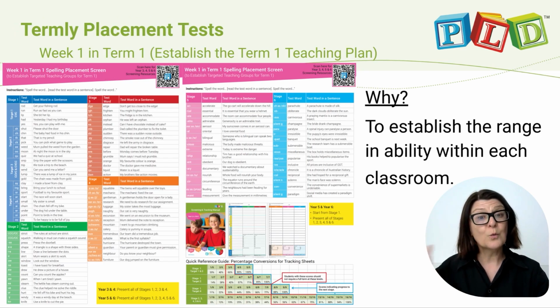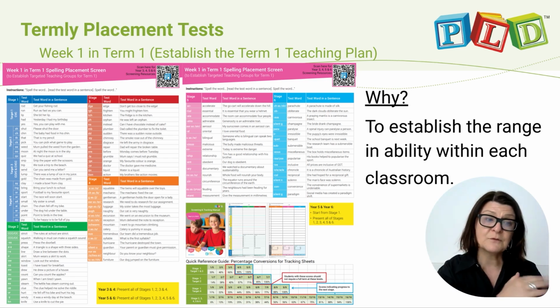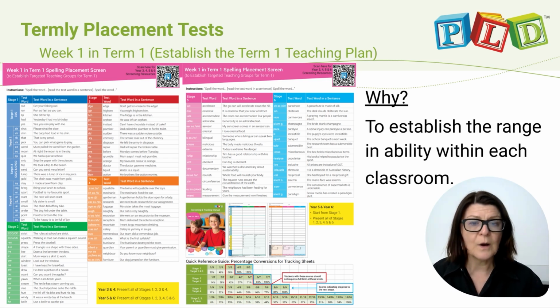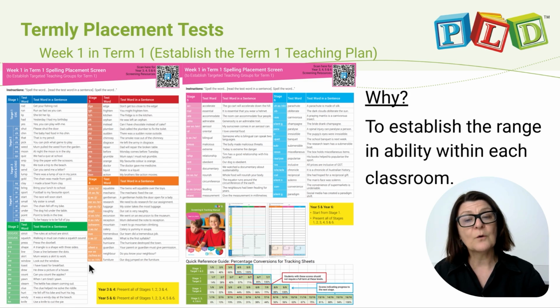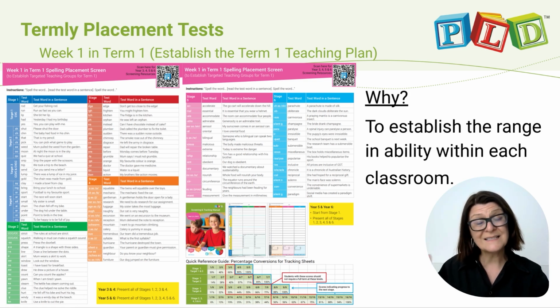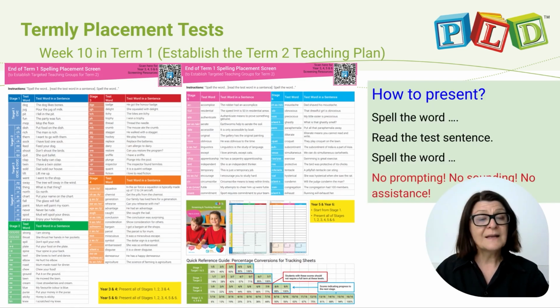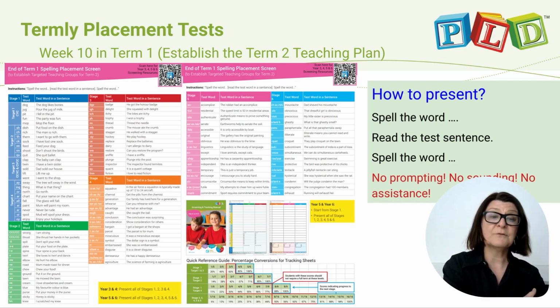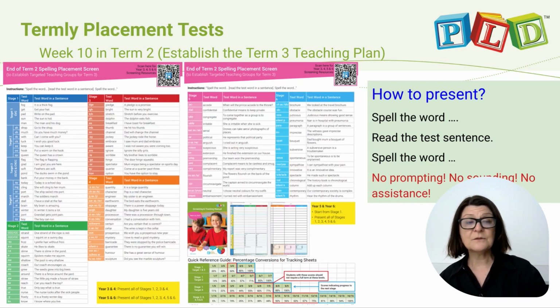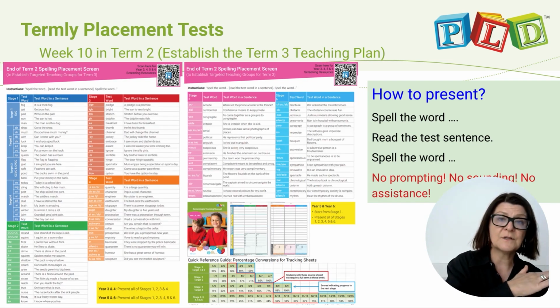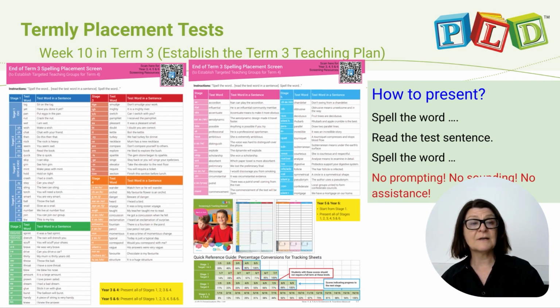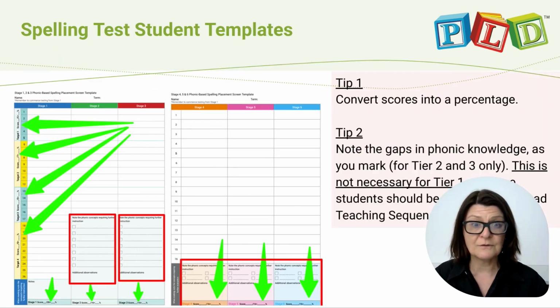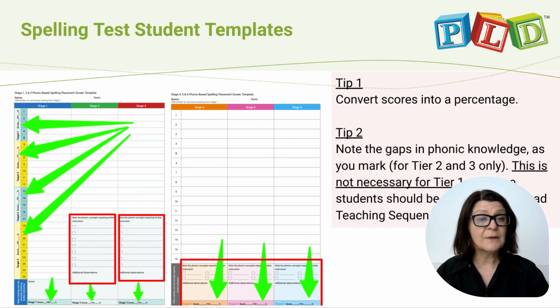So you have your week 1 in term 1 placement test, which sets levels for the remainder of term 1. Do take note of when to discontinue the screen and also the marking key. You then have an end of term 1 placement test that sets levels for term 2, an end of term 2 screen that sets levels for term 3, and an end of term 3 screen that sets levels for term 4. There are student templates.